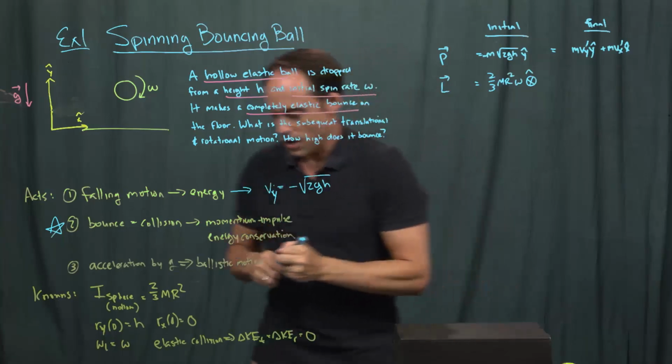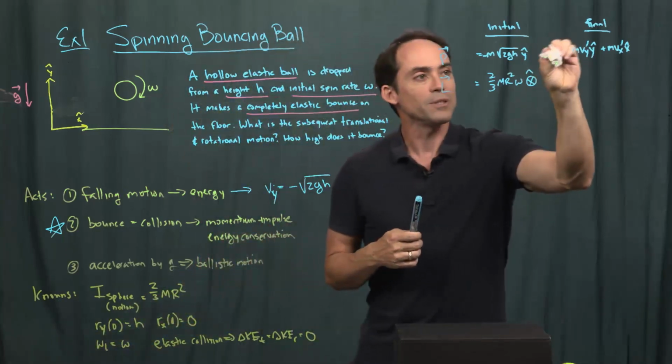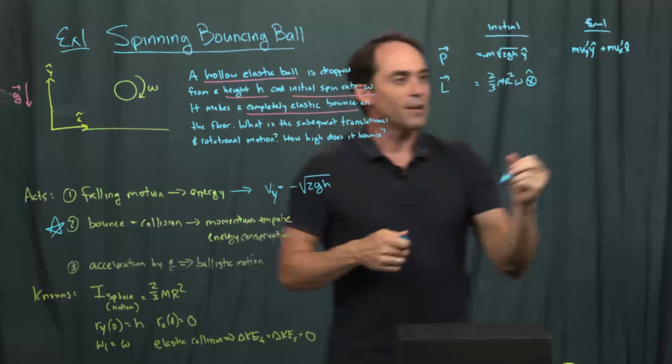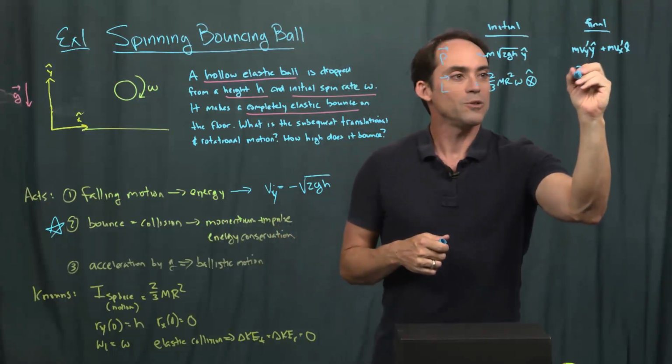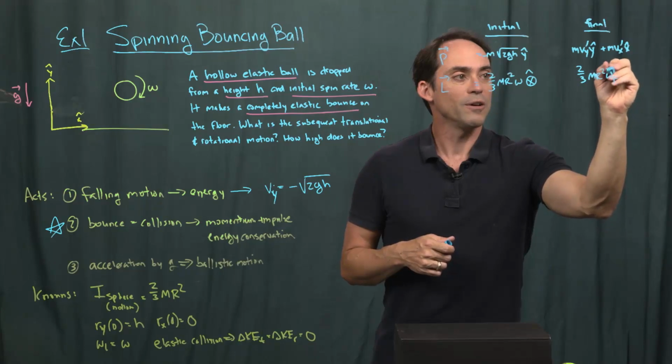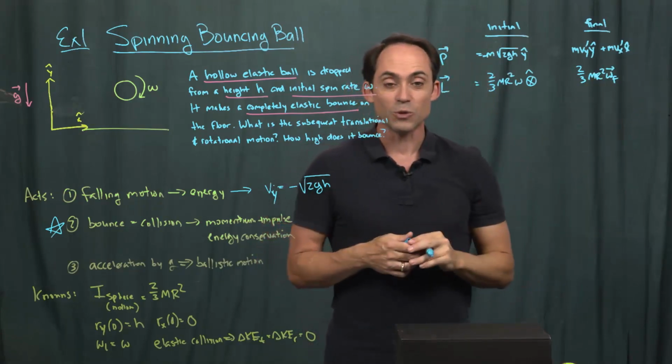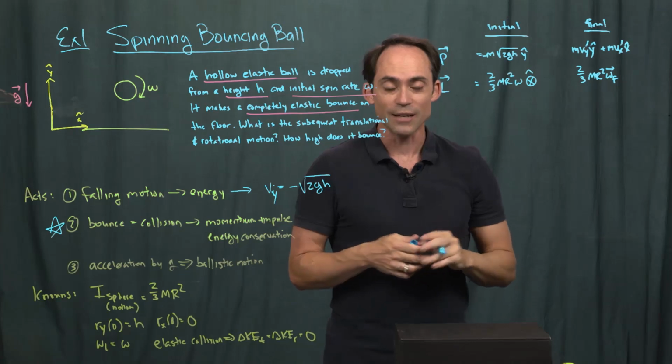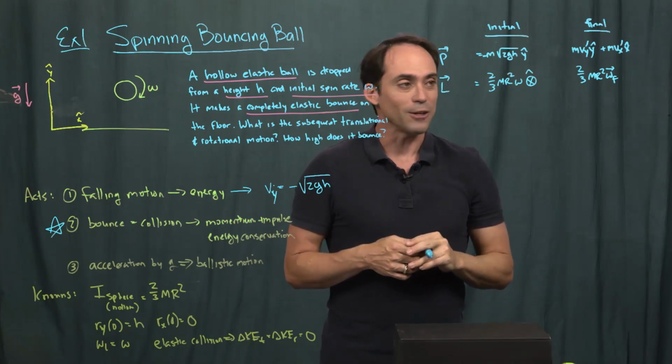Let me be careful here about putting my equal sign before we do that. We have our final momentum, and that's just going to be 2/3 times mr squared times some final angular rate, which we haven't decided which way that's rotating yet, and we'll see that's actually something that matters.